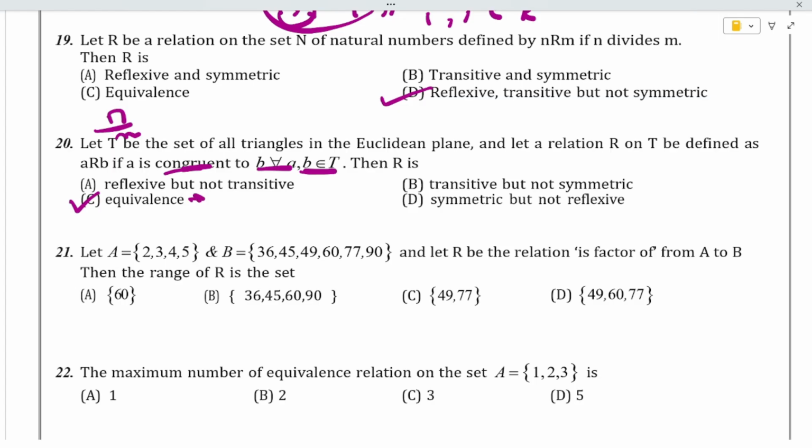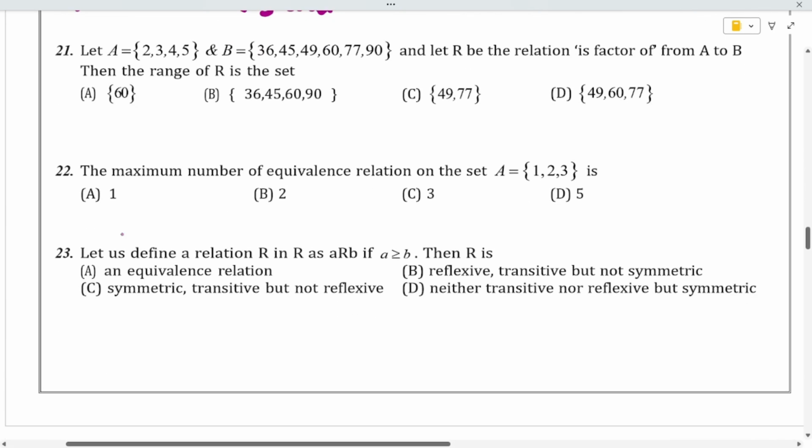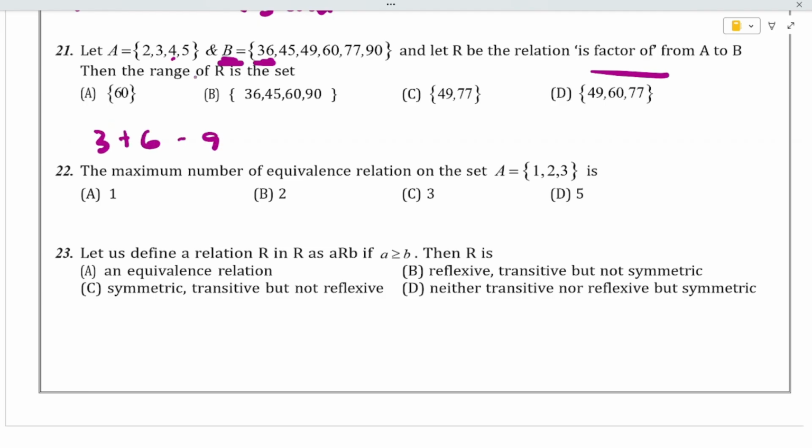Equivalence means what? As I said, it is all three conditions. Okay, now next is the 21st question. A = {2, 3, 4, 5}, B is some set they have given, and the relation is 'is a factor of' from A to B, then the range of R is the set. Okay, now what they have said is the elements of B divisible by some element of A. Elements of B, that means you can see 36. 36 is divisible by what? You can check for 36, it is divisible by 3.